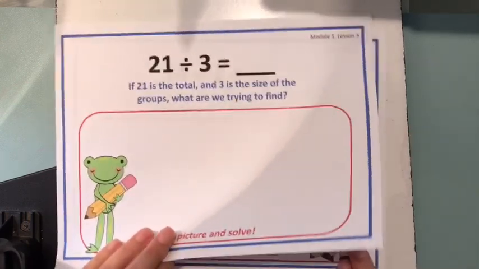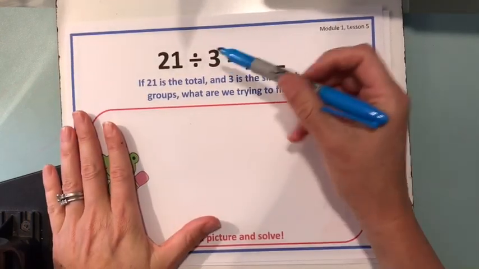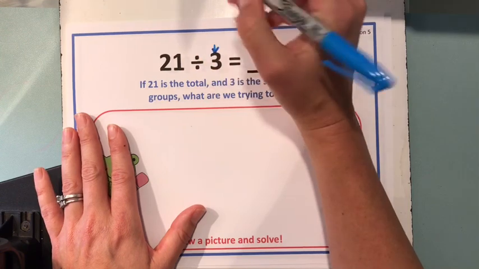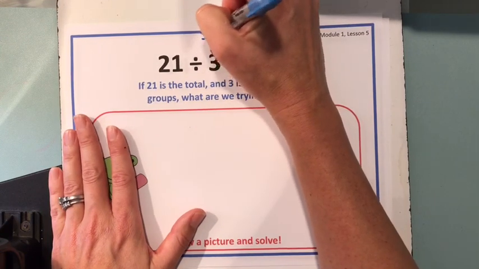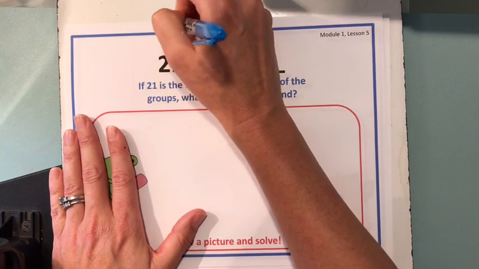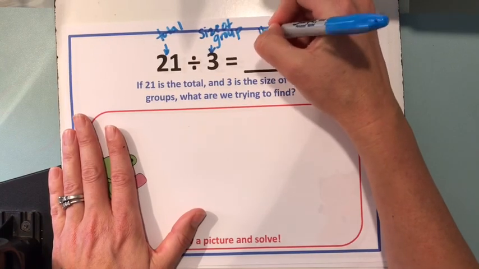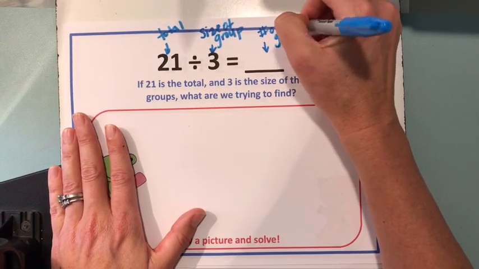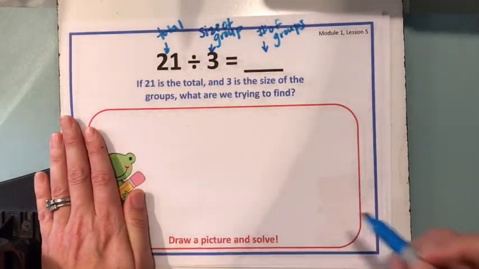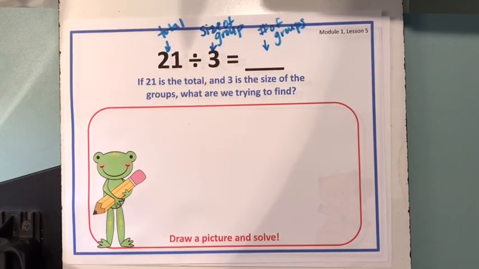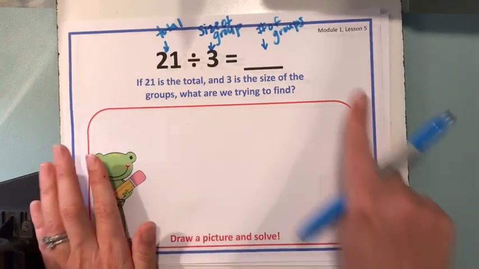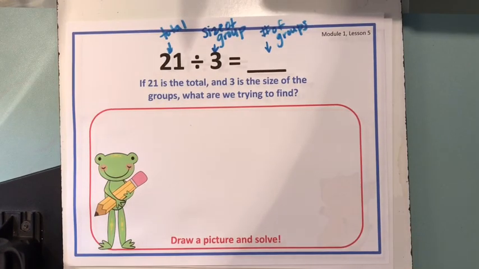Now it is your turn. Now you get to solve for 21 divided by 3 equals what? So remember, this 3 is the size of the group, and this is the total. And what you're trying to figure out is the number of groups. So I want you to draw a picture and write your division sentence on your whiteboard. So this is the time to pause the video, get your whiteboard, your expo marker, your eraser, and solve for this problem. When you're finished, you will push play again.